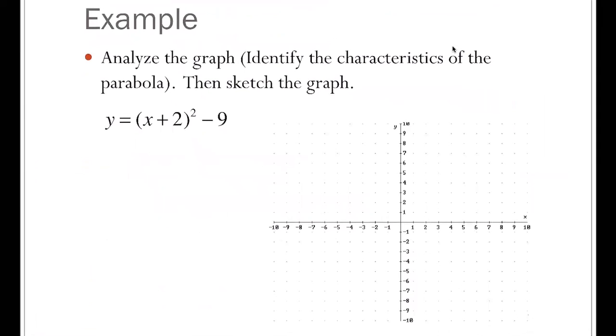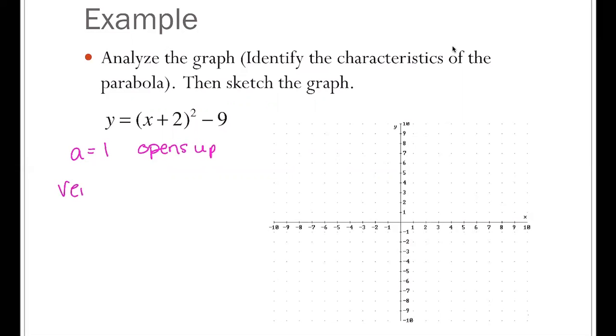So here's our first example. We want to identify the characteristics of the parabola and then sketch the graph. So the first thing that we're going to look for is our a value. Our a value is that number that's in front of the parenthesis. Well, if there's nothing there, it's a 1. Since it is positive, then I know that my parabola opens upward.